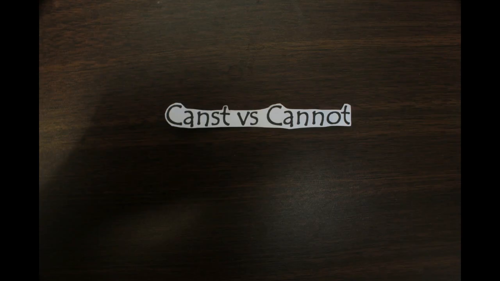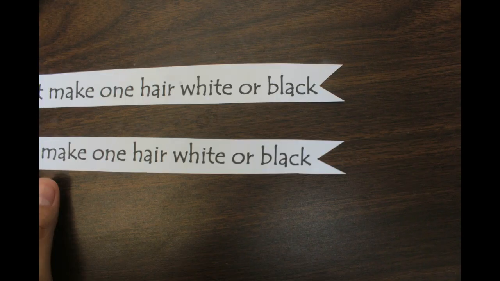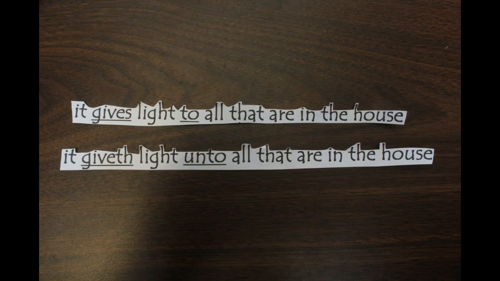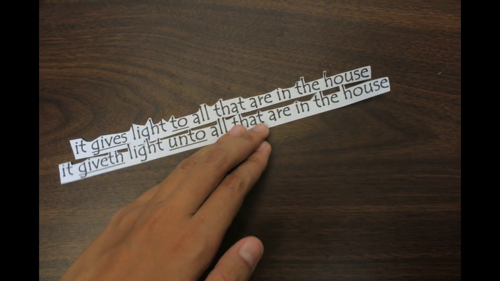Can't versus cannot. This is the example. "Thou canst not make one hair white or black." That means you cannot make one hair white or black. "It giveth light unto all that are in the house." That means it gives light to all that are in the house. In the third person singular of the present indicative, the ending eth is used instead of present-day English es or s. So early modern English giveth corresponds to present-day English gives.